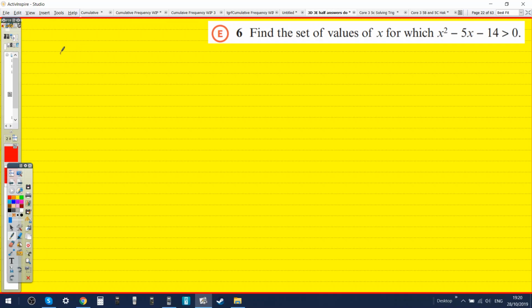So I got -2 is smaller than x, and then x is smaller than 7. Yeah. So get x on the left side for both of them. So it'll be x, and then the little sign the other way around, and then -2. Yeah. x is less than 7.